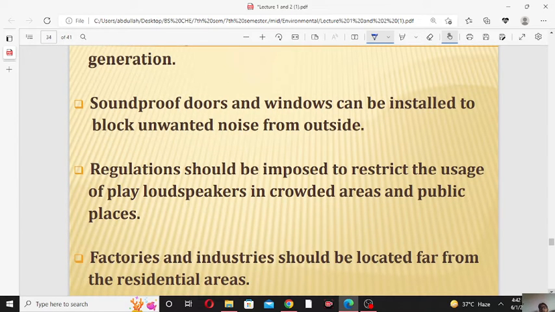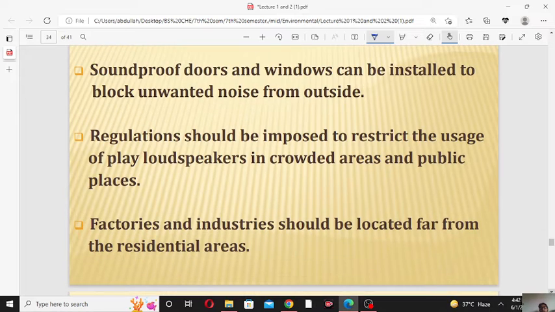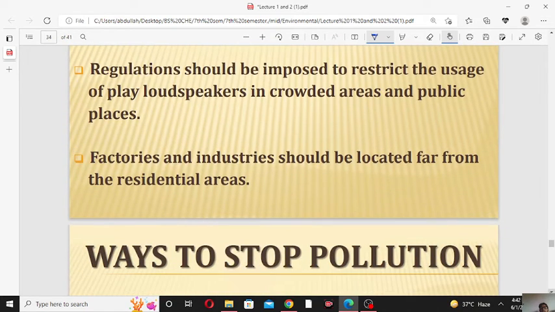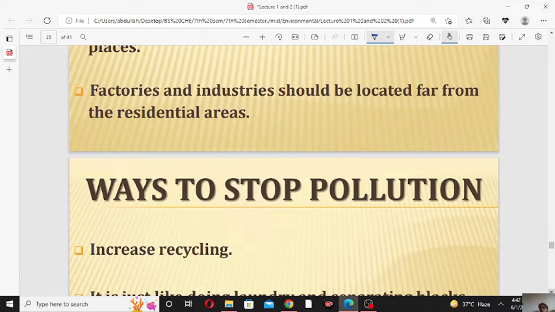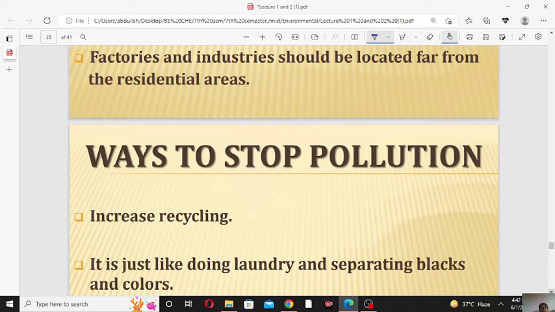Regulation should be imposed to restrict the usage of loudspeakers in crowded areas and public places. Factory and industry should be located very far away from residential areas. Factories should be located far away from cities to reduce noise pollution, air pollution, water pollution, land pollution, etc.